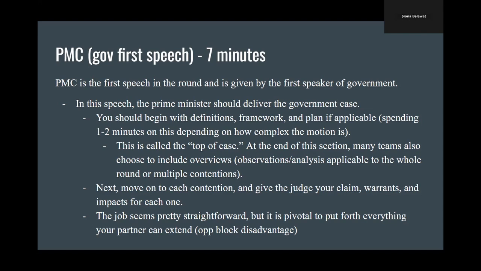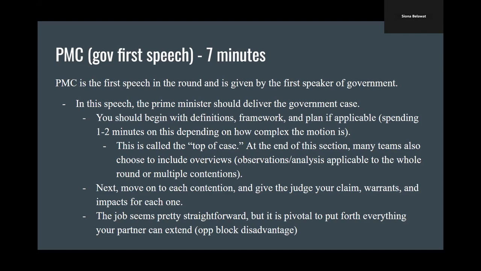Now, depending on how complex the motion is, you should not be spending more than a minute or 2 minutes on top of the case. Top of case is the definitions, framework, and plan. At the end of this section, many teams also choose to include overviews. You can have observations or analysis if it's not a policy plan. So you say, oh, the framework is going to be net benefit or utilitarianism, which I'm going to explain, as those are two important ones.